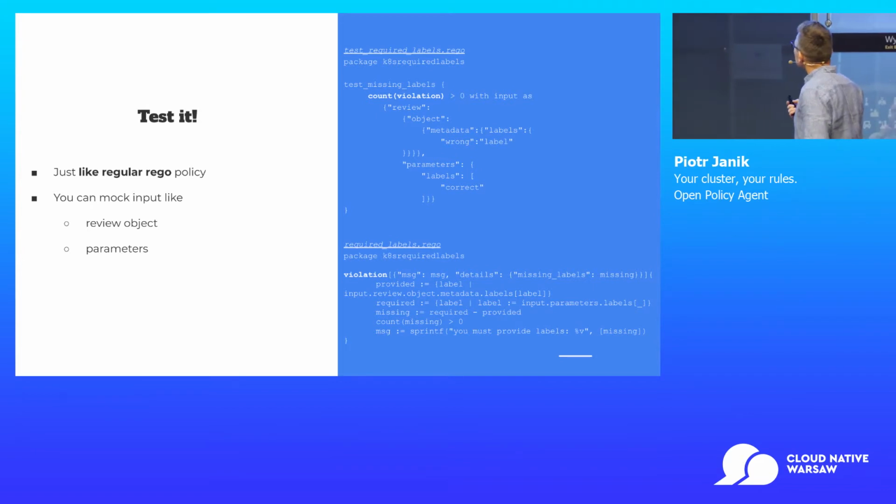Okay, so can we test these rules? Yes, of course, because it's Rego, and I'll show you. This is how you write a test, in exactly the same way I showed before. Test, listing labels, and here we count the number of violations. And we also provide our rules. So for testing, we just extract this Rego definition and write another Rego to test.